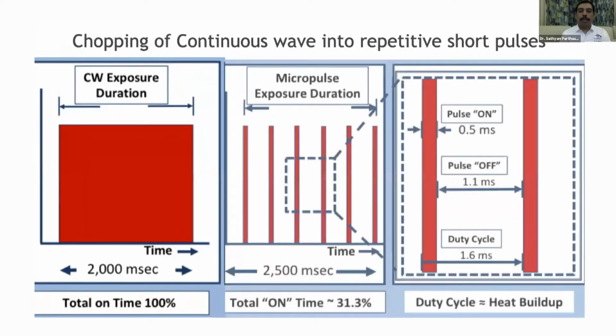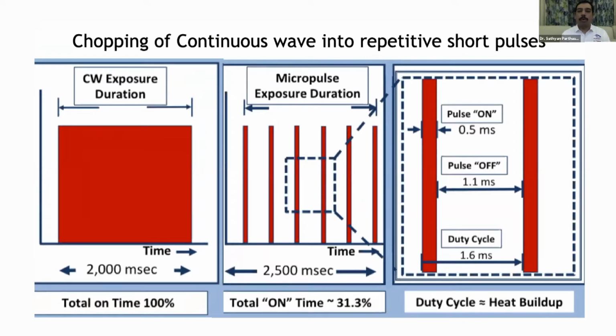So when you look at the MicroPulse mode, basically we just chop this continuous wave into repetitive short pulses. If you take a duty cycle of 1.6 milliseconds, the pulse is on for about 0.5 milliseconds and off for 1.1 milliseconds. So that is the total duration of 1.6 milliseconds. What happens is, we literally reduce the total thermal energy generated. The total on time is only about 31.3%. That is what we call the duty cycle per pulse.